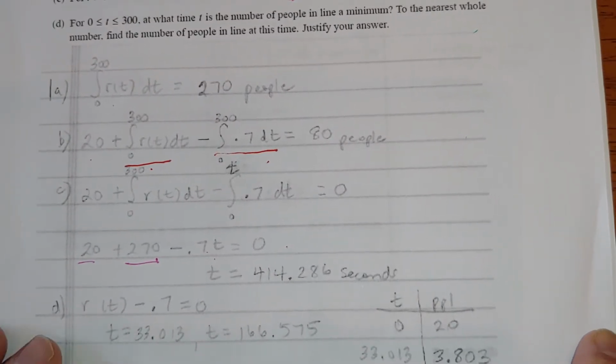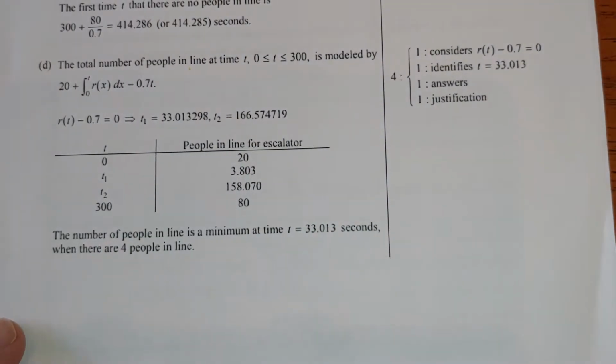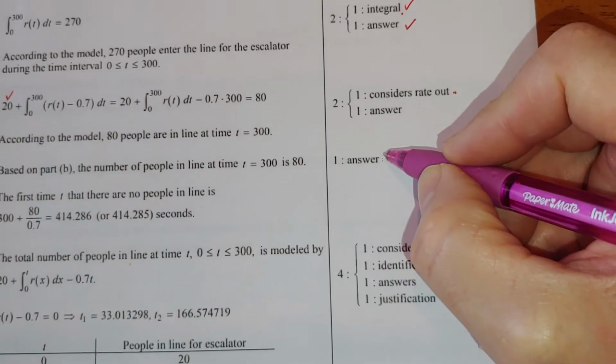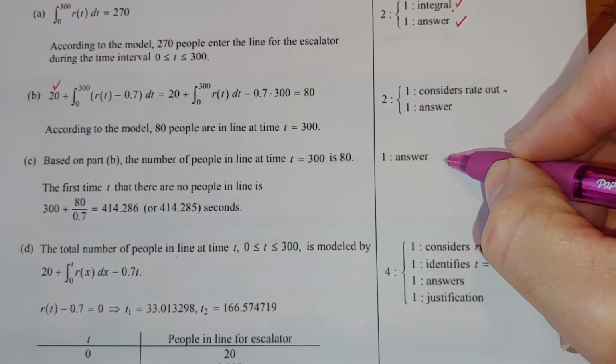So for that question in part C, let's look at the scoring rubric. You simply get 1 point for the answer. So for that one, either you get it or you don't get it.